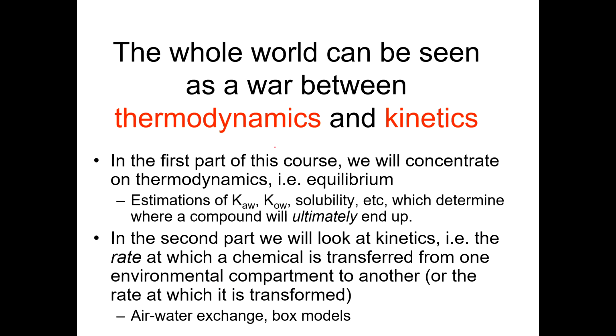So I mentioned already that in the first half of the class, things are going to be at equilibrium. We're going to be talking about equilibrium constants. And then in the second half of the class, we'll get away from equilibrium, and then things will start to be under kinetic control. So you can view the whole world as sort of a war between thermodynamics and kinetics. Thermodynamics is the determinant of where things are going to end up ultimately. At the end of time, when everything comes to equilibrium, this is where things are going to end up. But in the short term, things are not at equilibrium.